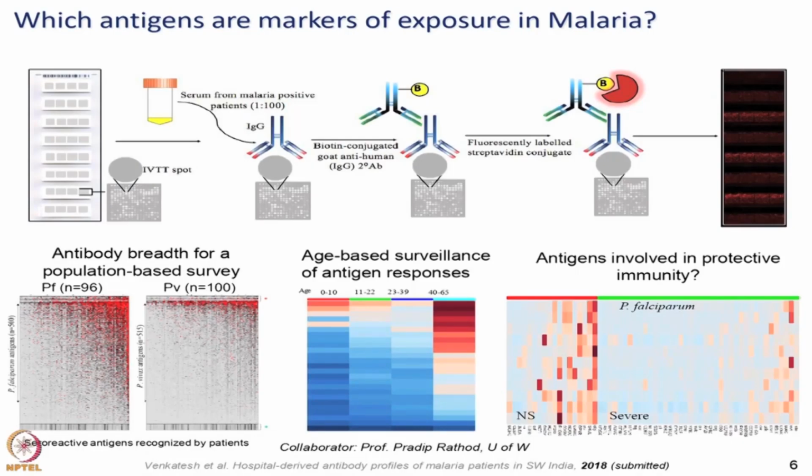Also, we looked at surveillance kinds of responses based on the antigens shown in the middle segment here, where you can see that, even based on age groups, one could see different types of responses. On the left side you can see that the patterns are different for falciparum and vivax, for the seroreactive antigens recognized by these patients. And finally, in the right panel, we looked at severe and non-severe responses in these patients, and you can see a very different pattern between the non-severe and the severe patients. So, this could be one interesting approach to looking at antibody based responses using protein microarrays.